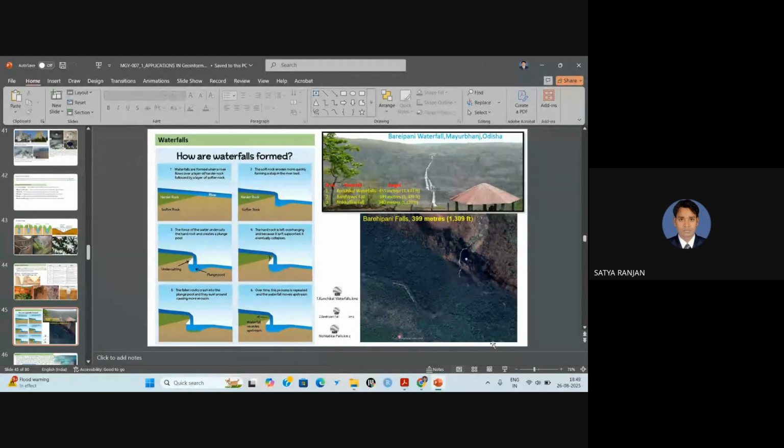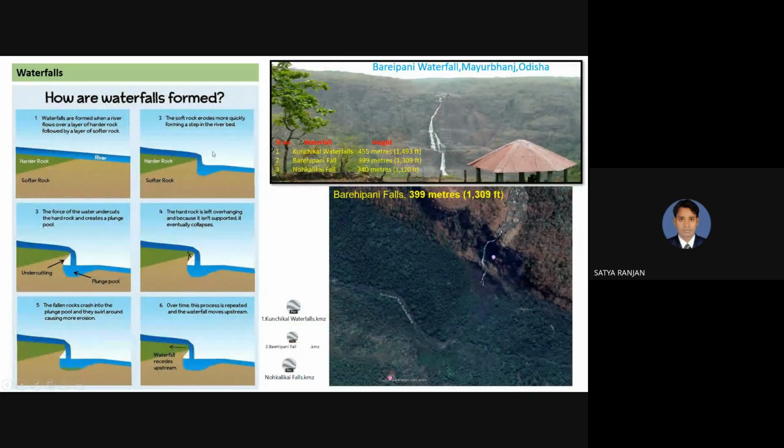The soft rock erodes in these areas. After a long time, it creates some plunge pool or undercutting. After that, it creates large waterfalls. So this is the process. That means in this picture, the upper area is the hard rock and the lower area is the soft rock. So after erosion, it creates a waterfall.